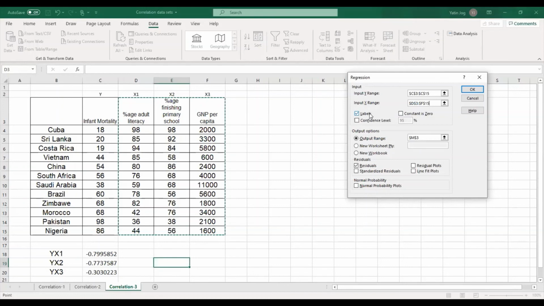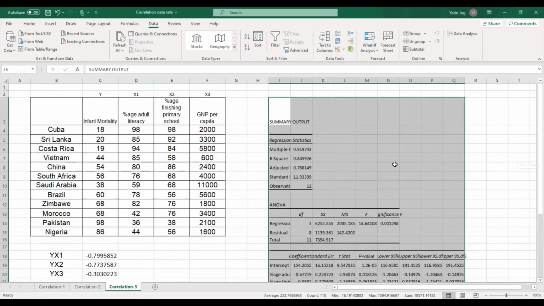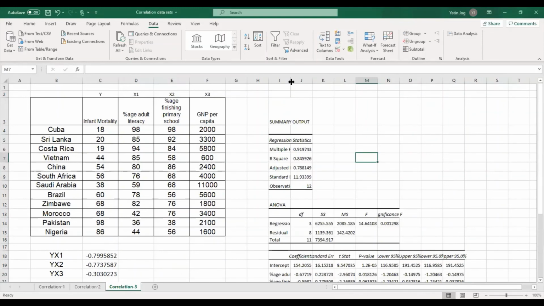Labels, yes, I have my labels in my first row. Output, suppose I want to start my output from this location. Yes, residuals. I'll still go ahead with residuals for this problem at least, and I'll try to do residual analysis also. And then I'll click on OK. What I'm getting is this output.